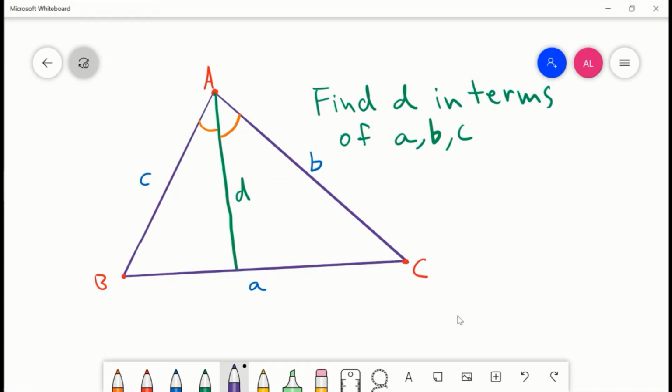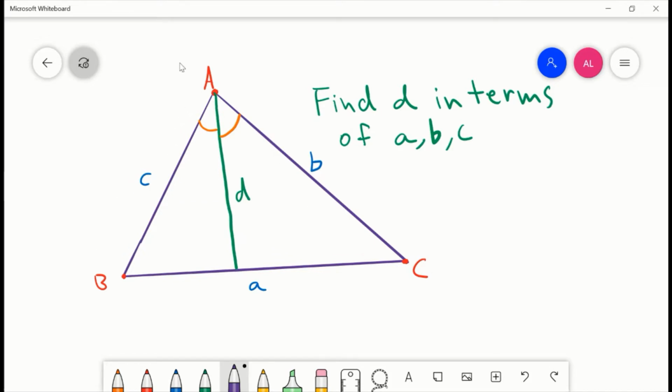So today we are going to take a brief detour into geometry land, and what we're going to do is solve this problem, and we're going to prove all of the theorems that we'll need to solve this. So we have to find the length of this angle bisector right here in terms of the sides A, B, and C of triangle ABC.